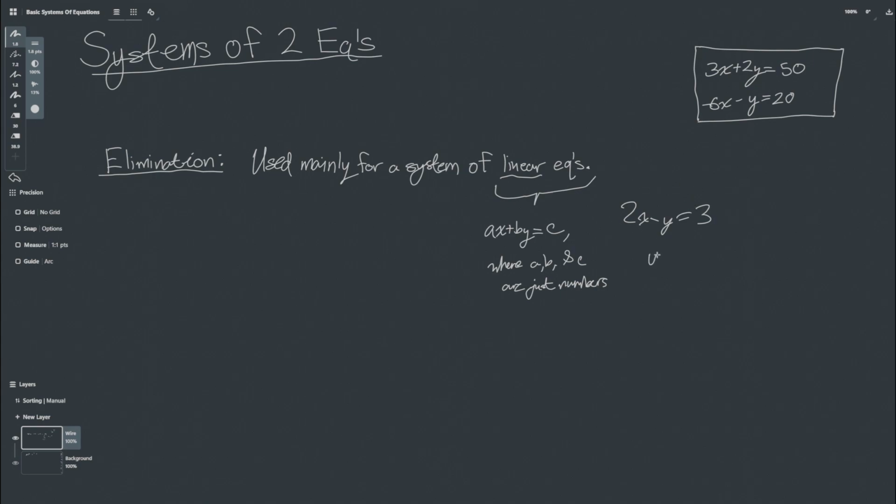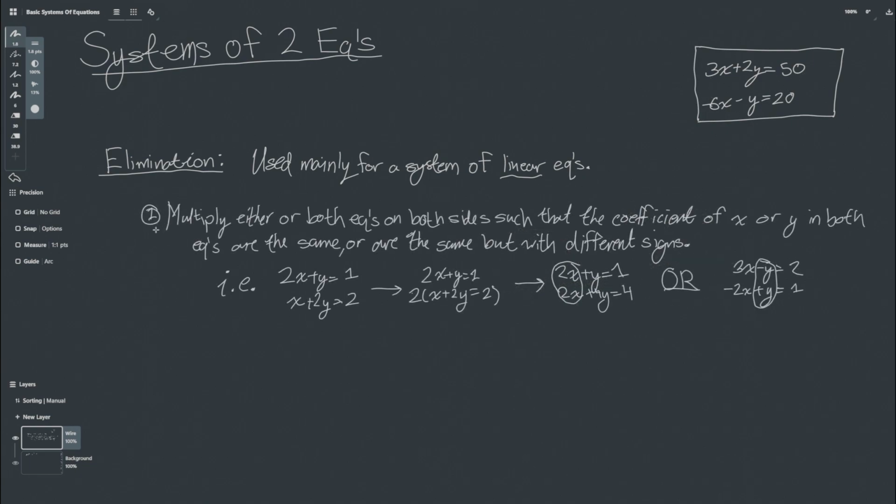Or we could say y equals 2x plus 1, because we could just rewrite this as negative 2x plus y equals 1. Notice I just subtracted 2x from both sides. So these are both linear equations. And up here, I've created an example of a system of linear equations. So both of these up here are obviously linear equations. Our first step to elimination, which sounds a bit complicated, is to multiply either or both equations on both sides such that the coefficient of x or y in both equations are the same, or the same but with different signs.